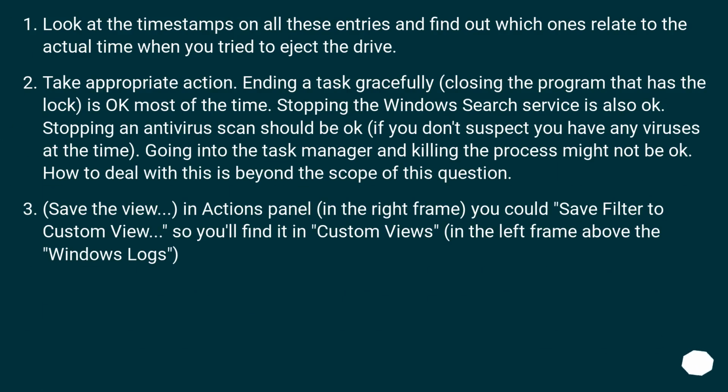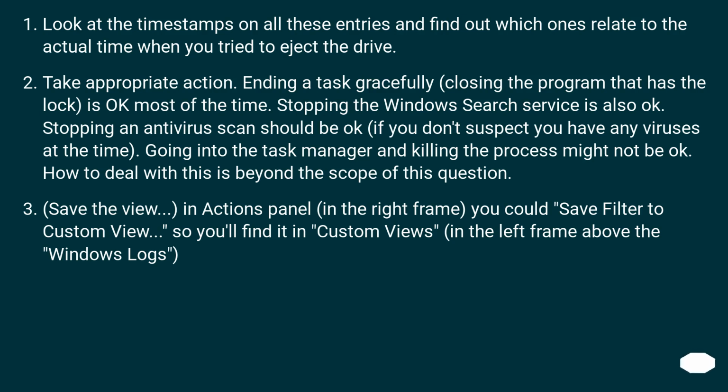Look at the timestamps on all these entries and find out which ones relate to the actual time when you tried to eject the drive. Take appropriate action. Ending a task gracefully, closing the program that has the lock, is okay most of the time. Stopping the Windows search service is also okay. Stopping an antivirus scan should be okay, if you don't suspect you have any viruses at the time. Going into the Task Manager and killing the process might not be okay. How to deal with this is beyond the scope of this question.